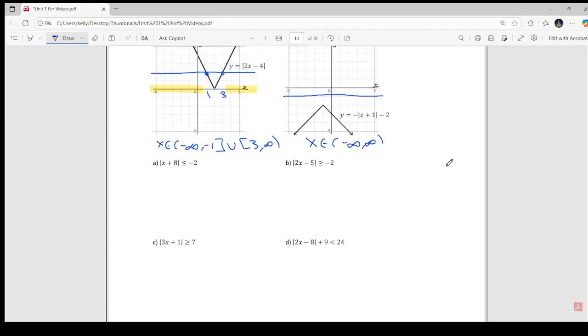So algebraically, let's think, when is the absolute value of x plus 8 less than or equal to negative 2? This has no solution. It is impossible. This absolute value will make a positive output. No positive number is less than or equal to negative 2. Over here, we have the absolute value of 2x minus 5, so that's going to be a positive output. When will that be greater than or equal to negative 2? Well, always. All real numbers will give an answer that is greater than negative 2.